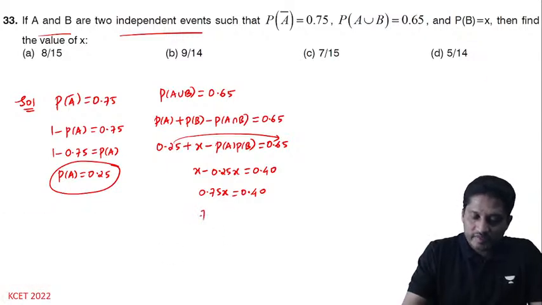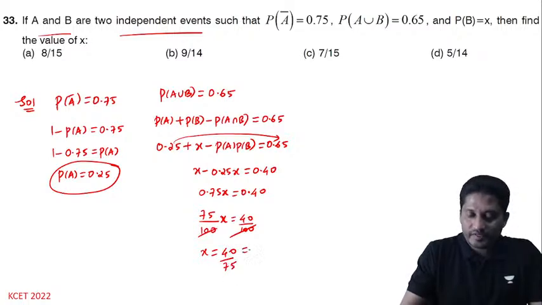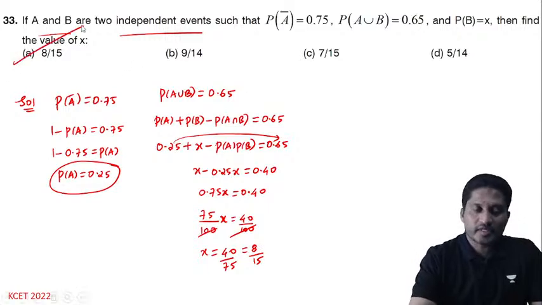This can be written as 75 upon 100. And this is 40 by 100. This will cancel. X is equal to 40 by 75. Both are multiples of 5. This is 8 by 15. Answer is option A. Let's move to the next question.